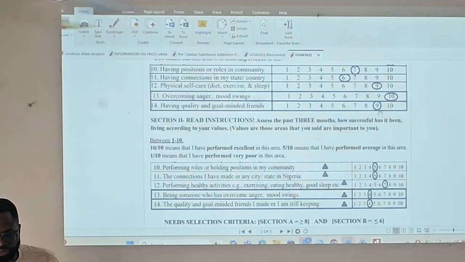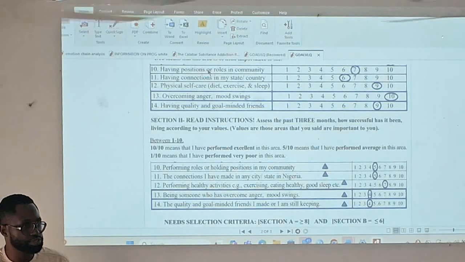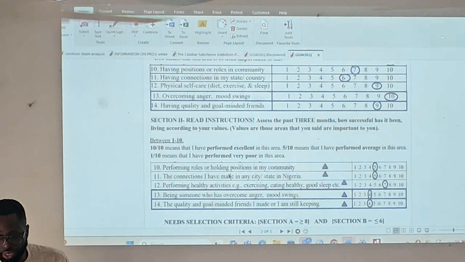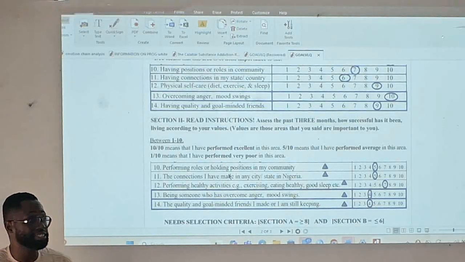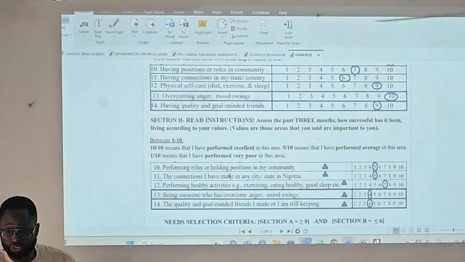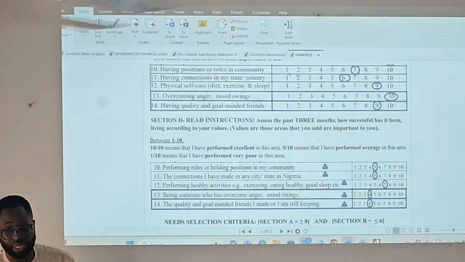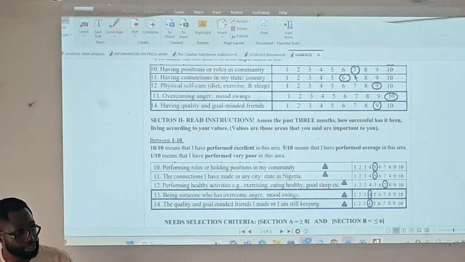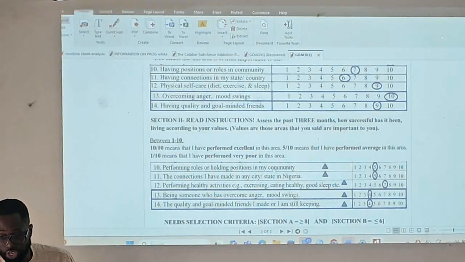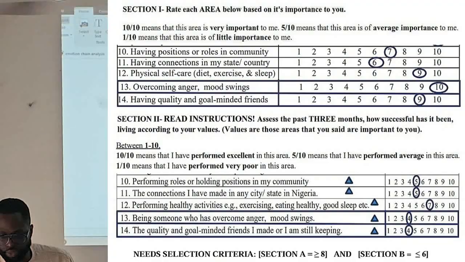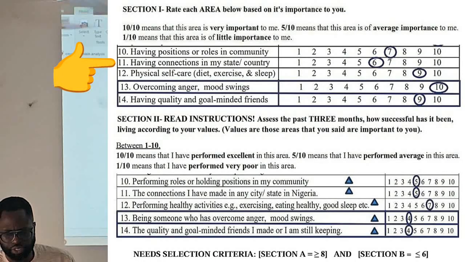Good. So area 1, select what is important to you. Area 2, in the last 3 months, how successful has it been living according to your values? So this person chose having positions or roles in my community. He put 7, right? In section B, he put 5. Area 11, having connections in my state/country. Section A, it is not very important to me, maybe 6/10, so he put 6.